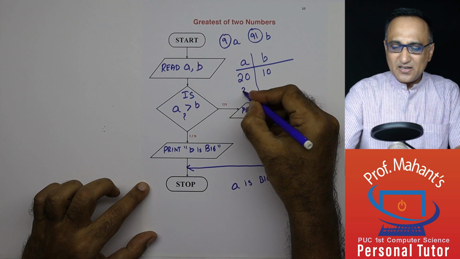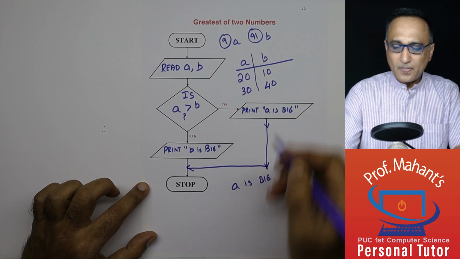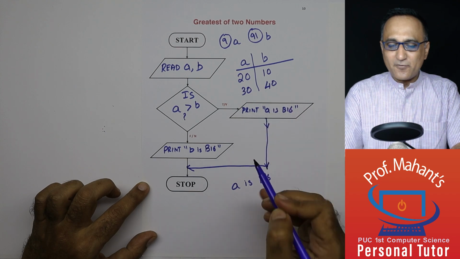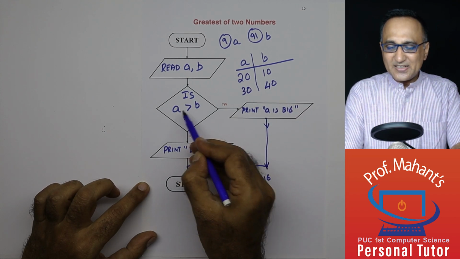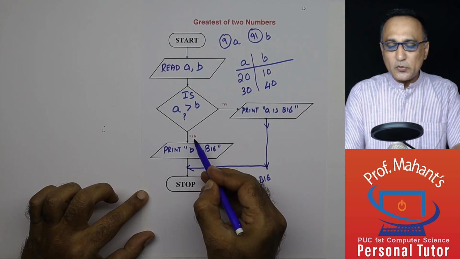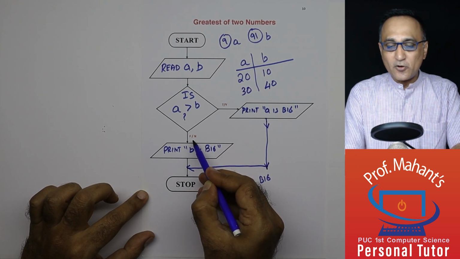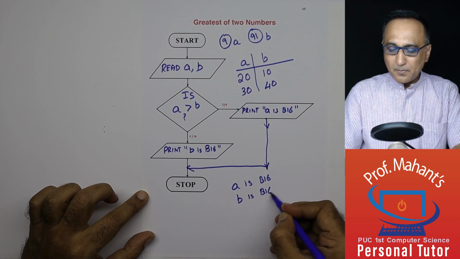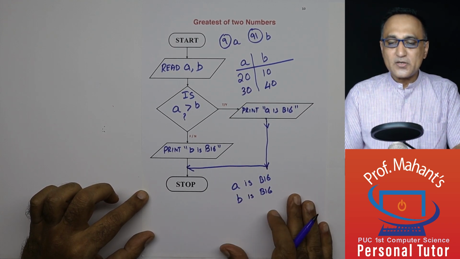Now let's take another number. Read A comma B. A is 30, B is 40. Is 30 greater than 40? Is it false or no? A decision box has only two exits. One of them happens to be false. So I'm going to print "B is big" and then I'm going to come to a stop.